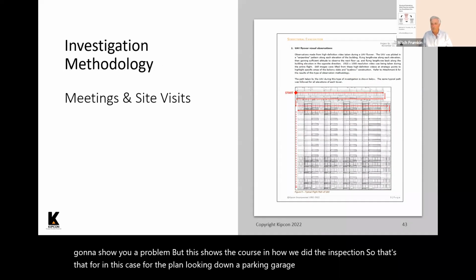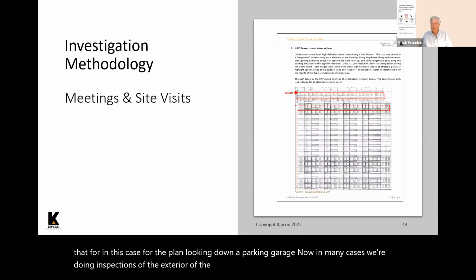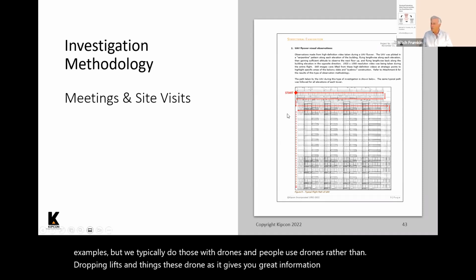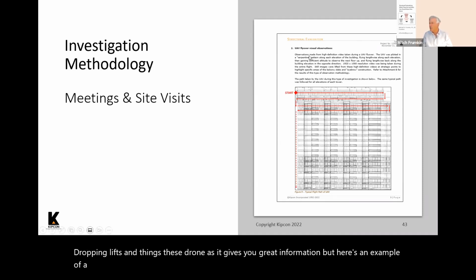Now, in many cases, we're doing inspections of the exterior of the building. And I'll show you some examples, but we typically do those with drones, and people use drones rather than drop lifts and things like these. Drone gives you great information, but here's an example of a drone evaluation of how we did the review of the facade of the buildings.